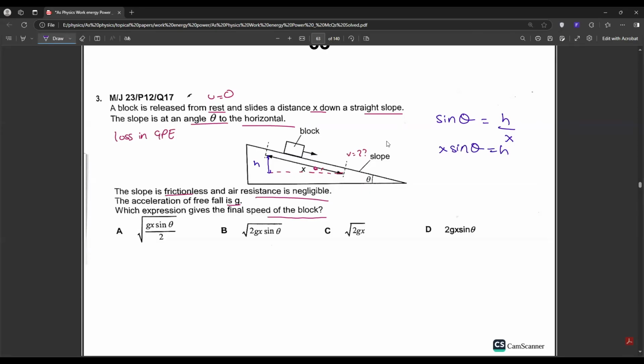Okay. What will be your loss in gravitational potential energy? mgh. What is your mass? M. What is your g? Gravitational field. What is your h? X sine theta. Okay. This loss in gravitational potential energy will be equal to what? Kinetic energy gain. Why? Because there is no friction. Will be equal to gain in kinetic energy.